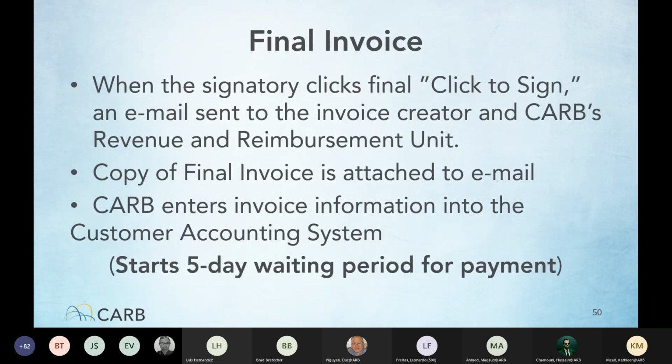What happens at this point is when the signatory clicks the final click to sign, an email is sent to the invoice creator and CARB's revenue reimbursement unit. At that point, the revenue reimbursement unit enters the invoice information into our customer accounting system. A copy of the final invoice is attached to that email. When the email is sent, this starts the first 5-day waiting period in the payment process. We want to make sure that your invoice information is in our accounting system before you pay it.